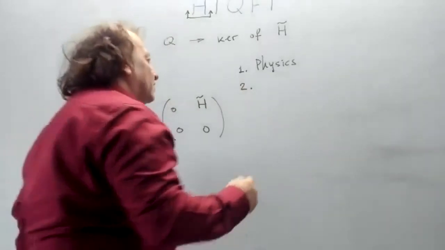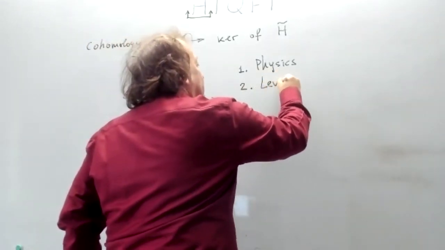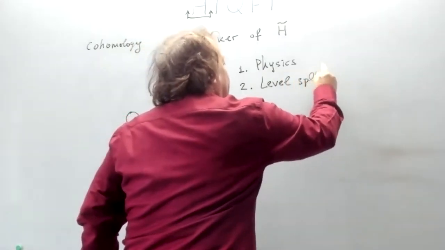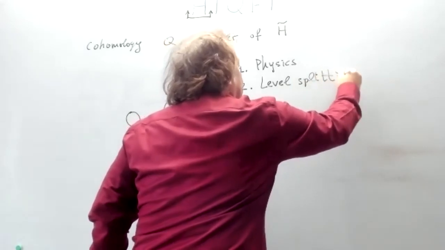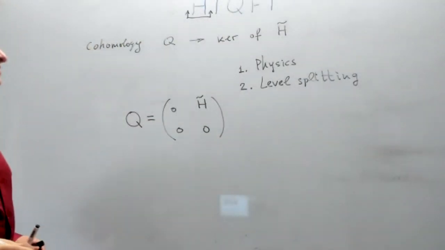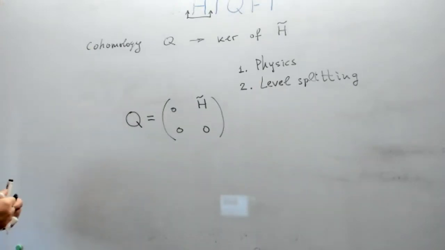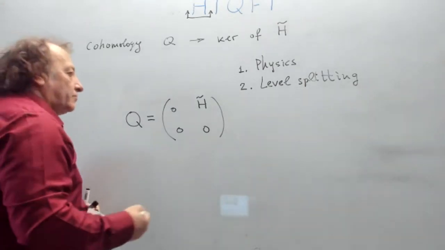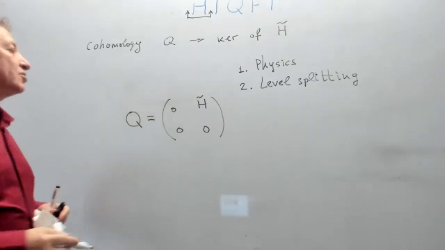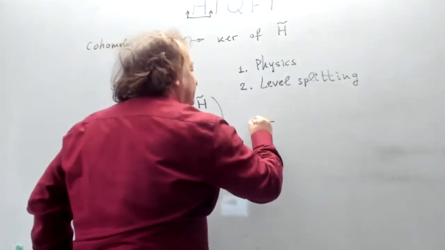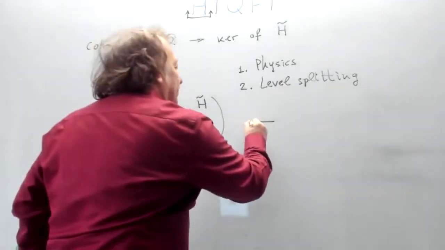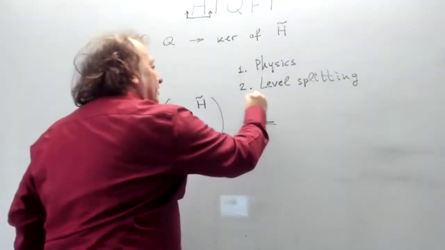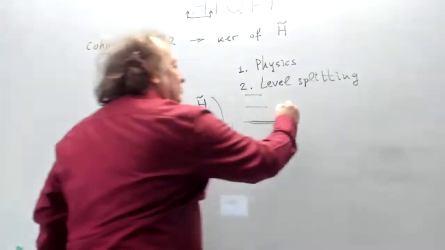Second point is called level splitting. So what the hell is level splitting? The idea would be that we will start from a Hamiltonian that has a degenerate kernel and something else. It's a spectrum.